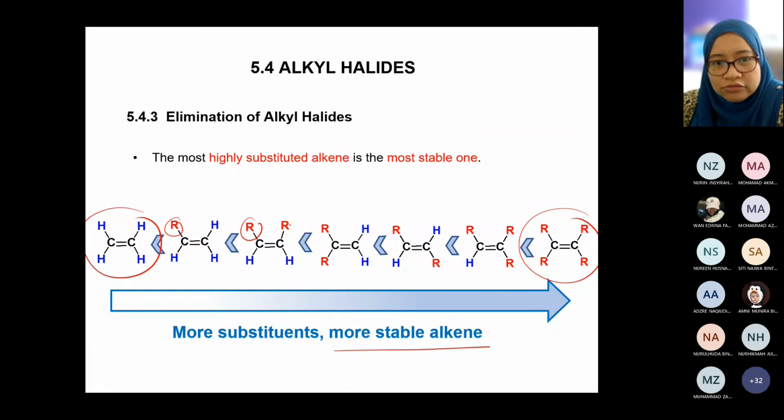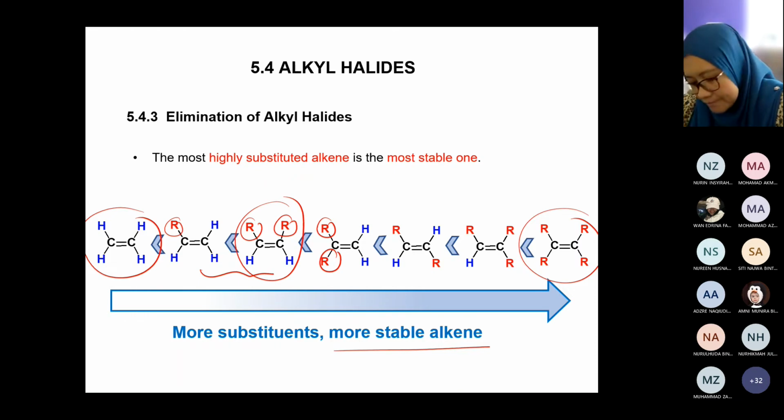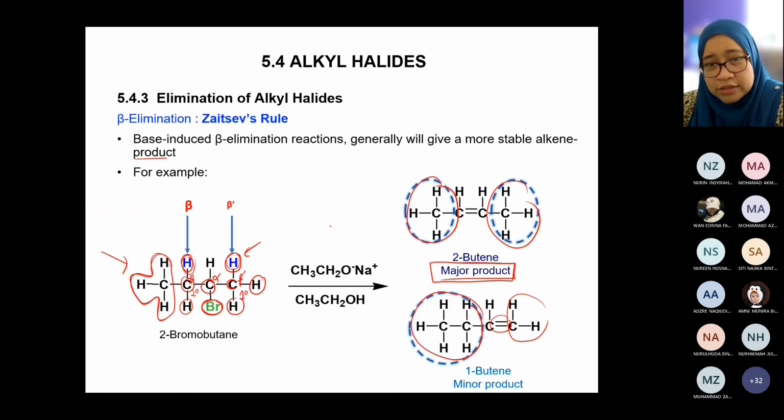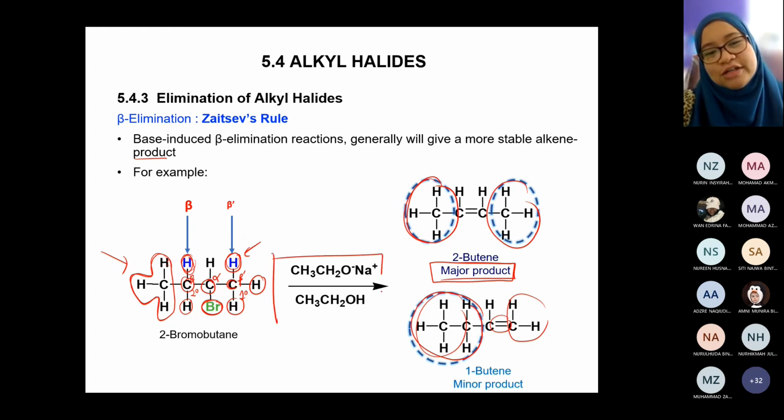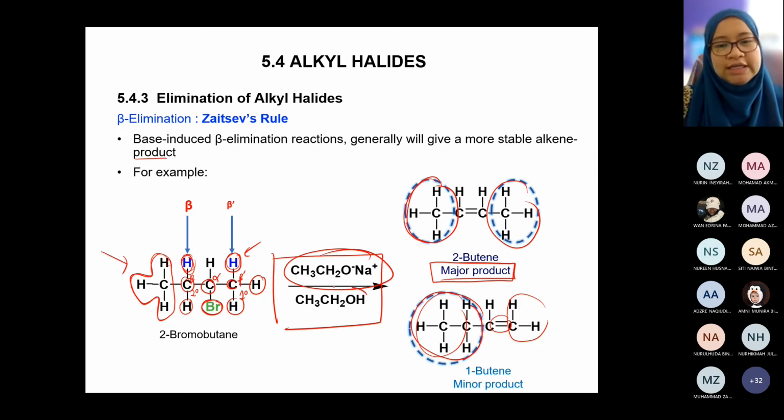Compare tu, ni kalau ada dua. Kalau kita compare this one lah. Okay, kalau this one dengan this one, this is more stable than this one. Okay, so this one we have two, this one we have one. So mana lebih stable? Of course lah, this two wins over one. Okay, so ni condition yang you kena consider. Okay, so this is the base yang we use just now in alcohol. The base, kita ada alcohol.